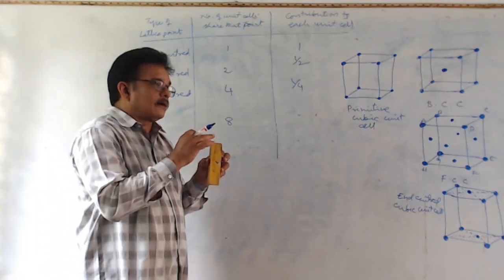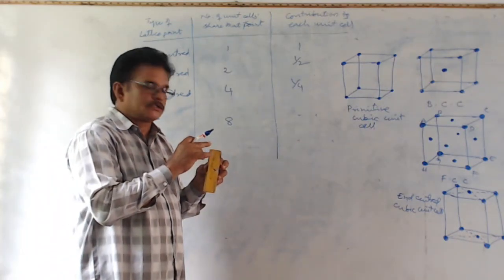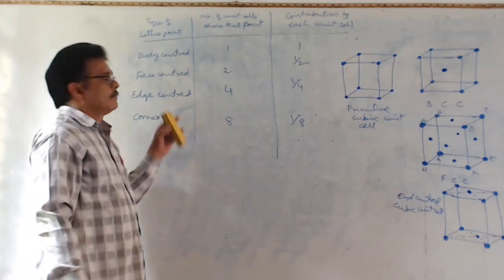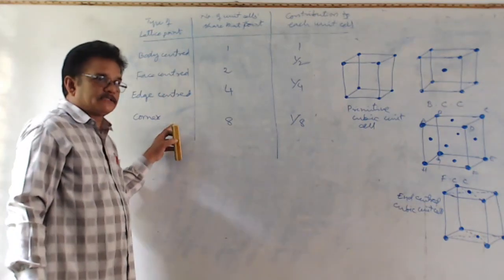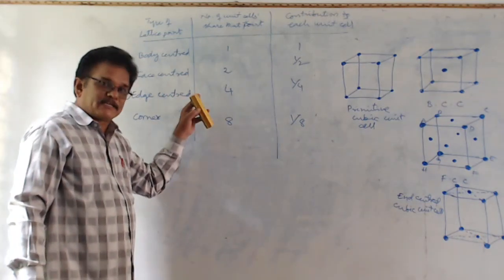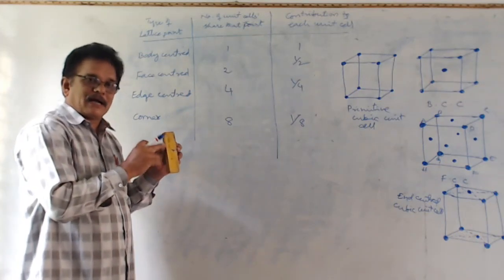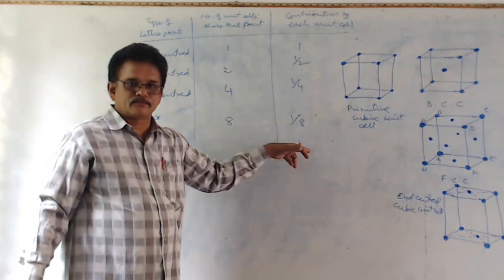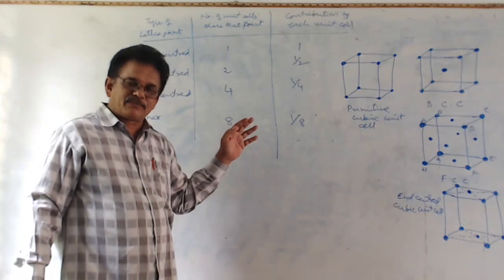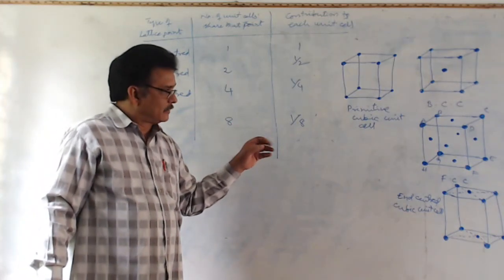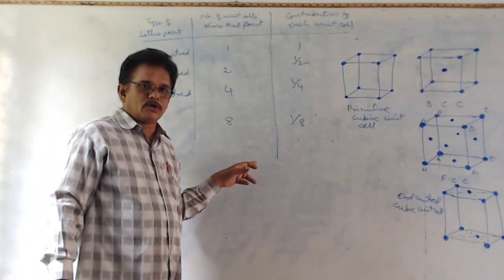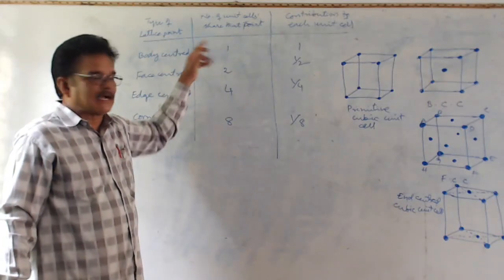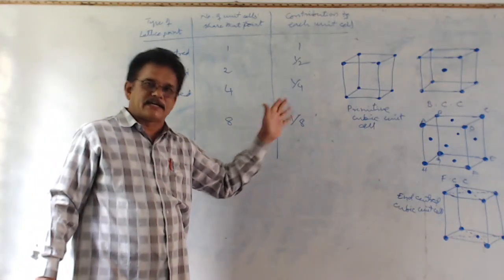So the share of a corner lattice point to each unit cell is 1 by 8. So this is about types of lattice points, the number of unit cells that share that lattice point, and the share of that point to one unit cell, or each unit cell. Now we have discussed crystal lattice, unit cell, types of unit cells, and the types of lattice points and their share to each unit cell.